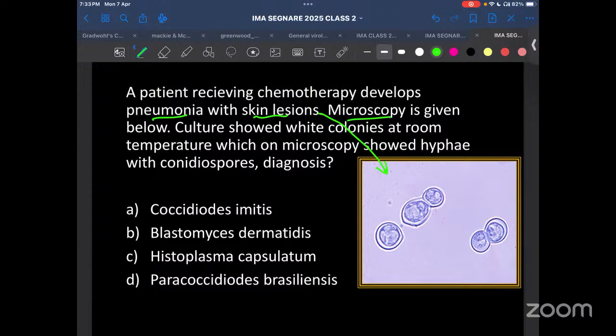So what is the temperature of the skin? It will be 37 degrees Celsius. And then they are saying that at room temperature, it showed hyphae with the conidiospore. Again, two different temperatures, two different types of morphology. This is also a dimorphic fungus. Now look at the picture that is given here.